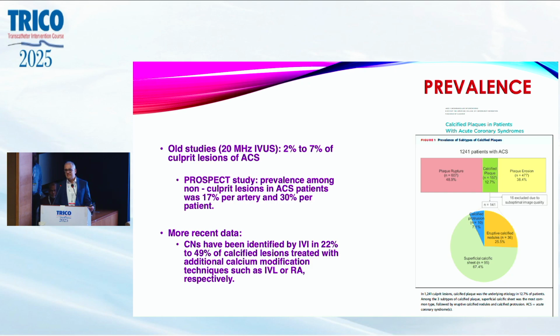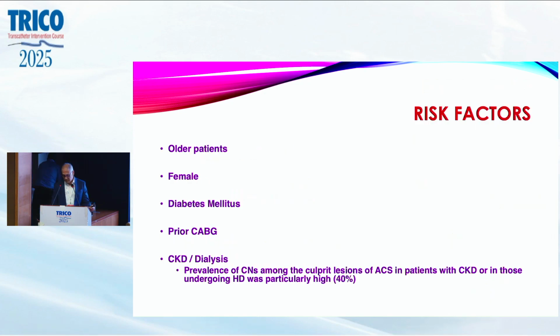Now, how common is it? The older studies probably underestimated it. In ACS patients, it's been found in up to 17 to 30%. And in the more recent data, from studies which have used calcium modification techniques, including rotablation or IVL, the incidence of calcium nodule is much, much higher, almost half.